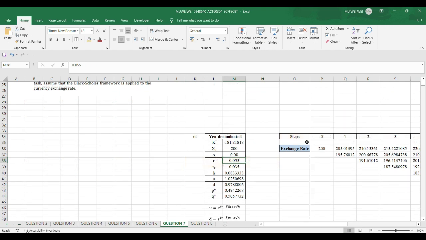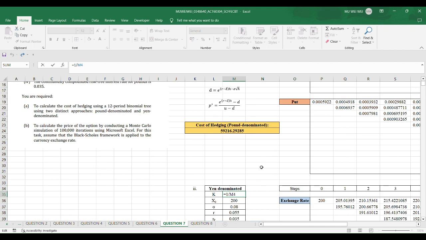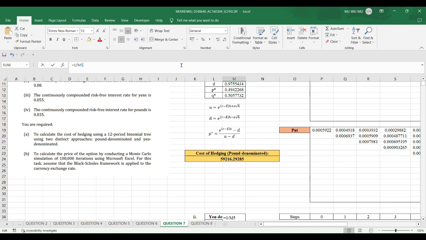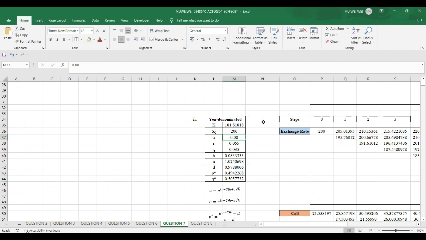So next, we find the cost of hedging for yen denominated. So for yen denominated, the K will be 1 divided by 0.0055. This is because we want to express the value of 1 pound in terms of yen. And the spot exchange rate will also be 1 divided by 0.005. The volatility remains the same as 0.08.